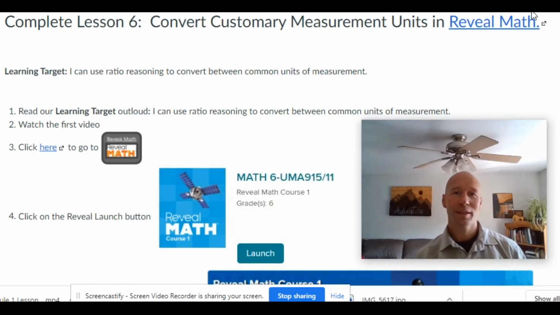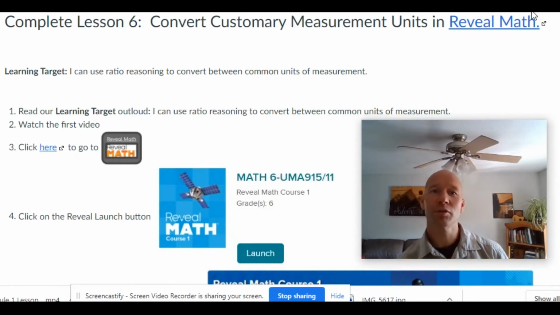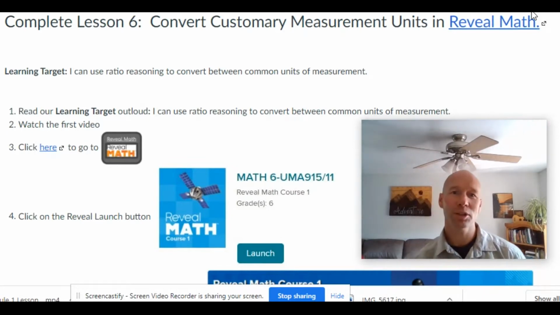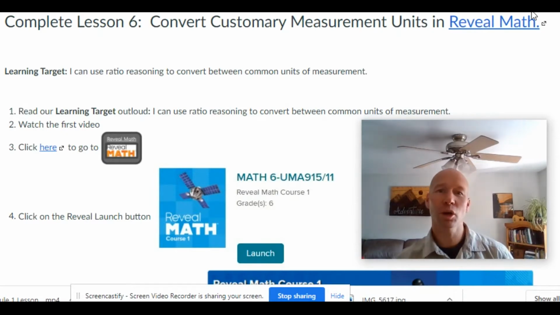Washington Middle School, it is Tuesday. We are going to convert customary measurement units today. Our learning target: I can use ratio reasoning to convert between common units of measurement.